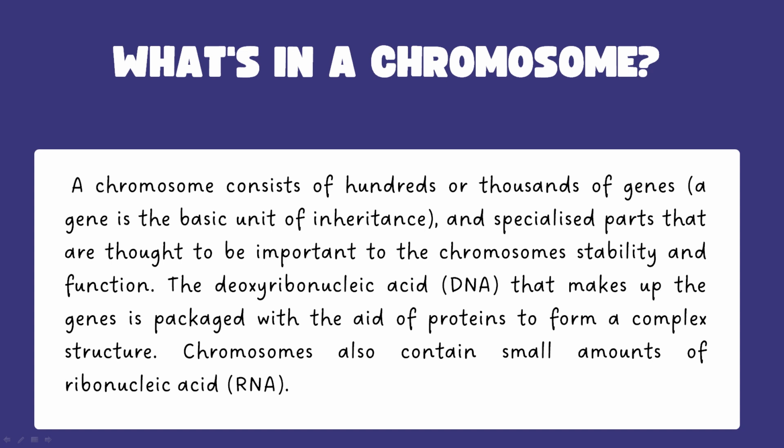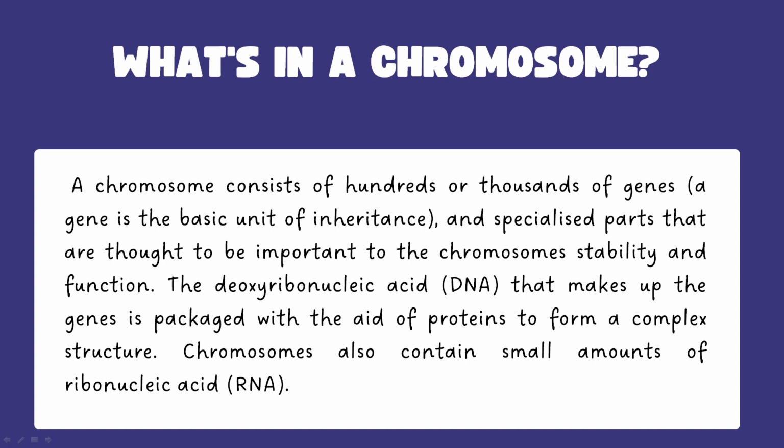What is in a chromosome? A chromosome consists of hundreds or thousands of genes. A gene is the basic unit of inheritance and specialized parts that are thought to be important to the chromosome stability and function.